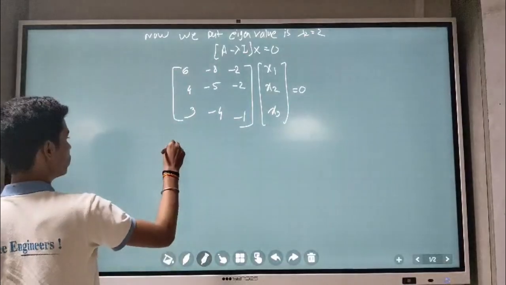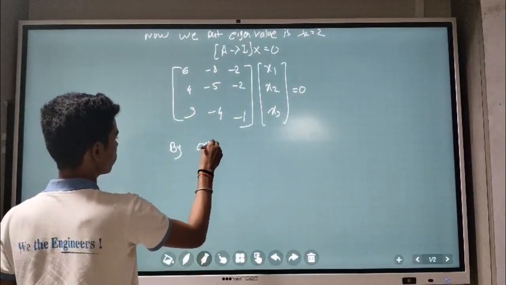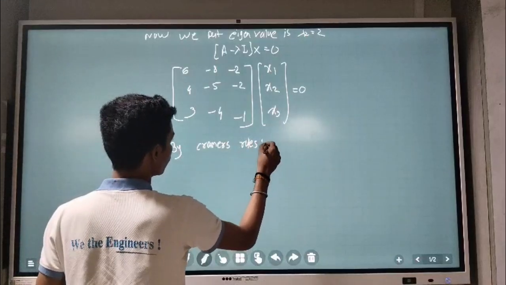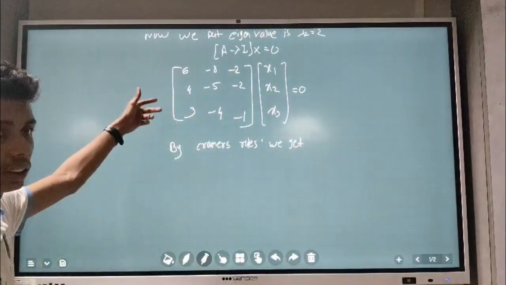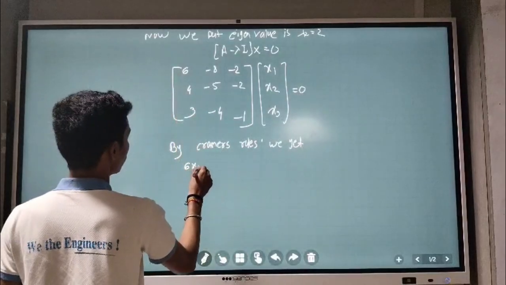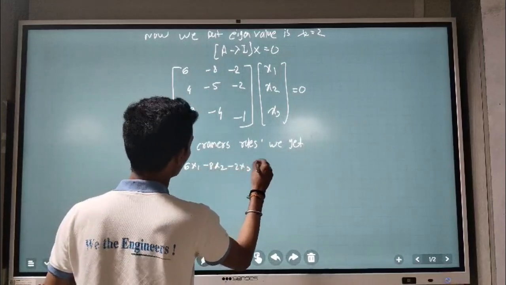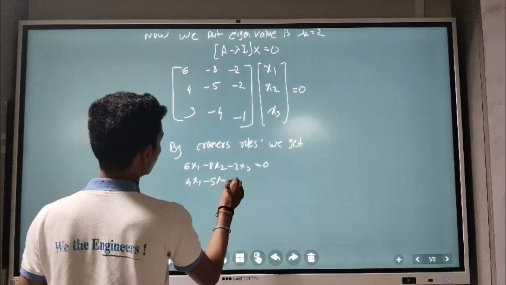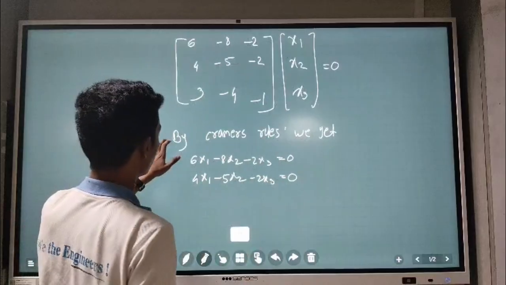We solve the equation by Cramer's rule. First of all, we see the upper side by Cramer's rule. We take two rows, like first, second, second, third, first, third. We take the first two rows: 6 x1 minus 8 x2 minus 2 x3 equal to 0, then 4 x1 minus 5 x2 minus 2 x3 equal to 0. Then we put this equation the same way.